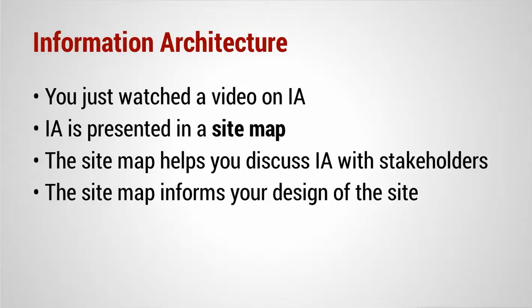The sitemap can be really helpful when you have stakeholders who need to be updated on the progress of the site. They want to know what's going on with the site. You can bring that sitemap in and show them, this is the organization we're looking at making. So from here we can build the site. And you'll use that sitemap to inform the design of your site.